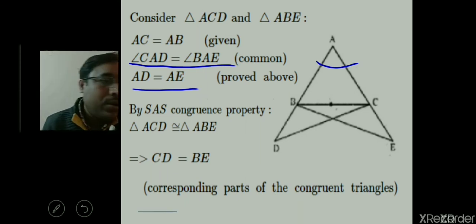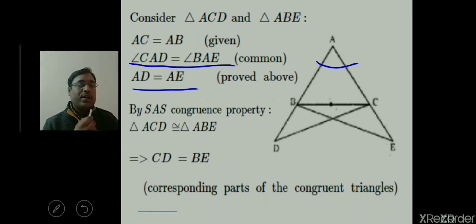So that's all. Now you can solve from exercise 16 of the chapter on congruence, question number 11 to 18. Nicely you can solve and complete the exercise and revise the side angle side and angle side angle congruency conditions here.